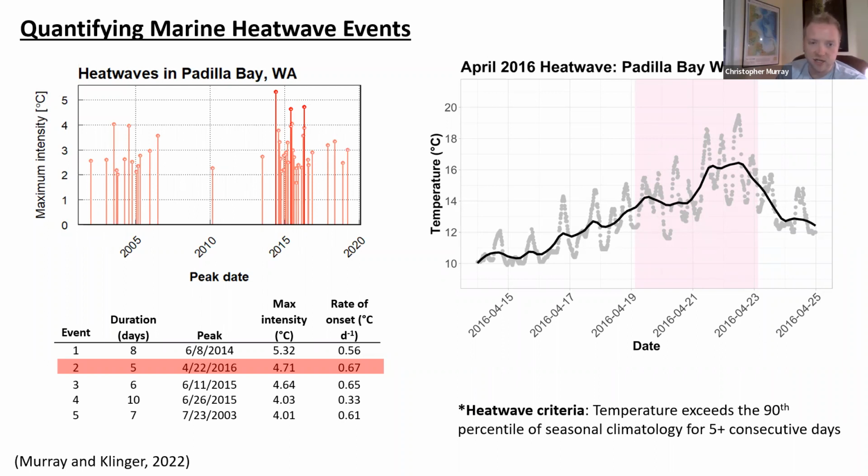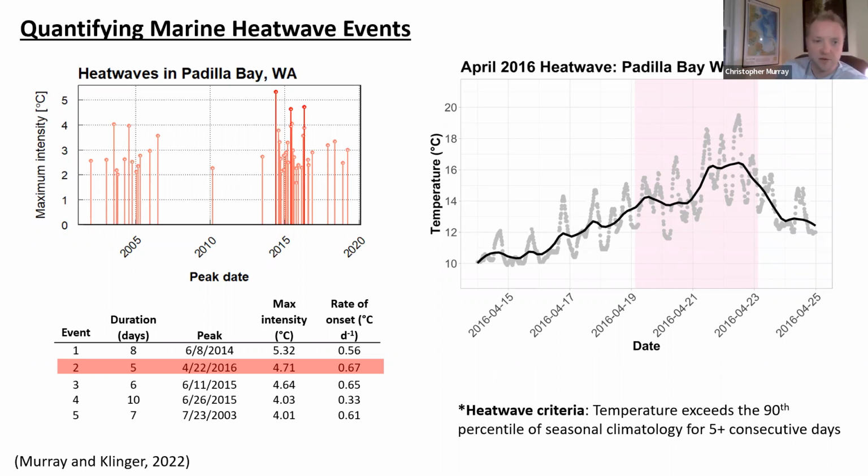And as I dug into this data a little bit further, generally these heat wave impacts in the systems I looked at correspond to El Nino years. So I haven't proven that statistically yet, but it seems like a pretty strong pattern. Anyway, the table on the bottom left shows the top 5 heat wave events with some important characteristics in the Padilla Bay data set. And the plot on the top right is showing a time series of temperature data for one of those events that I picked out.